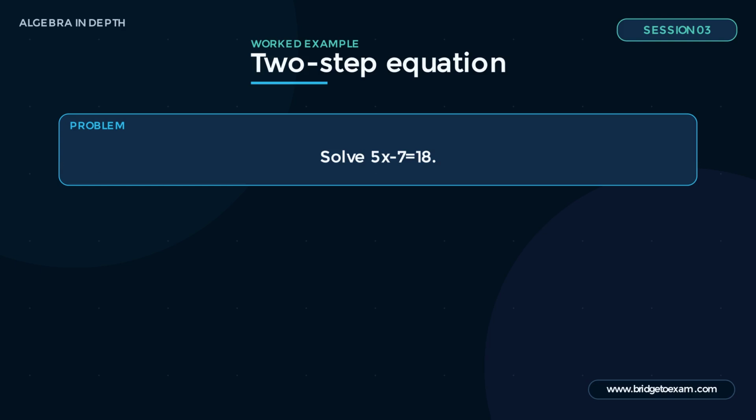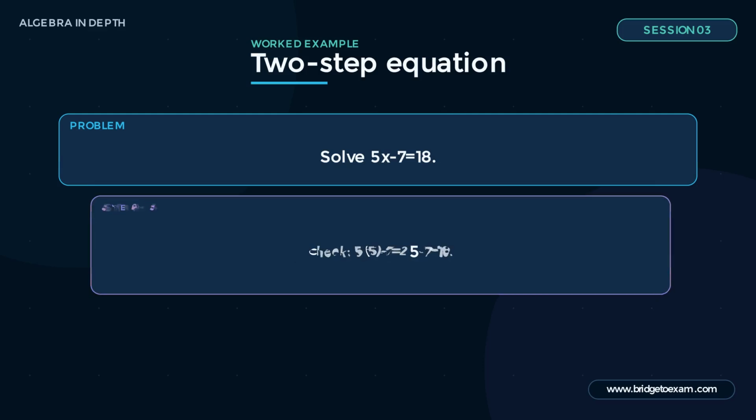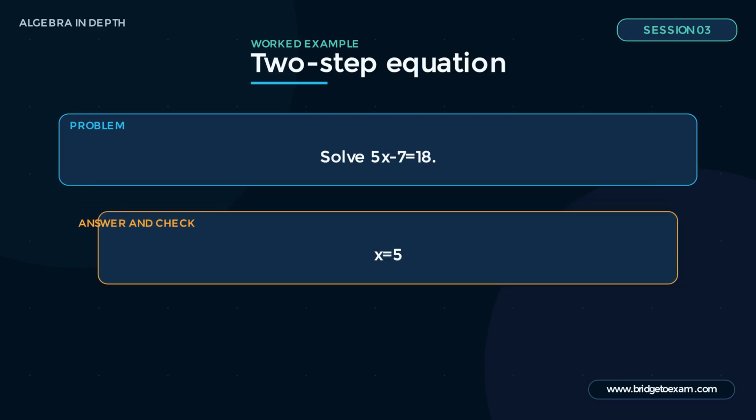Worked example, two-step equation. Solve 5x - 7 equals 18. Step 1. Add 7 to both sides. 5x equals 25. Step 2. Divide both sides by 5. x equals 5. Step 3. Check. 5(5) - 7 equals 25 - 7 equals 18. The final answer is x equals 5. Check that it satisfies the original conditions and carries the correct units.